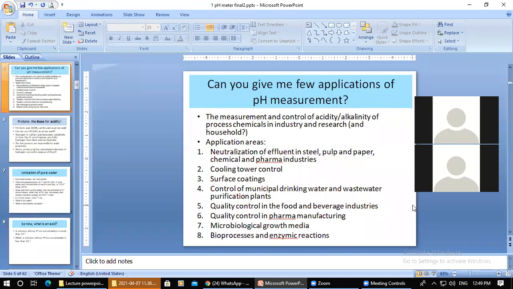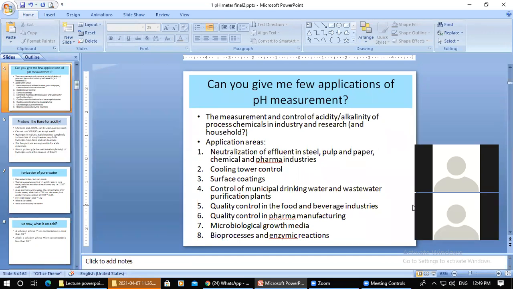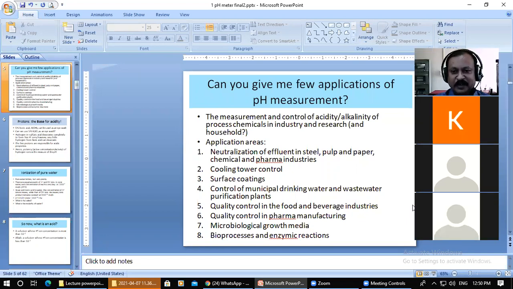Sir, I have used this during preparation of different microbiological media. Different microbes grow on media having a particular pH range. So I was using it during these preparations, and another during buffer preparation. Very good. Okay, you have prepared buffers. Was that Vaishnavi who was answering? Sir, Pragati. Okay, Pragati.